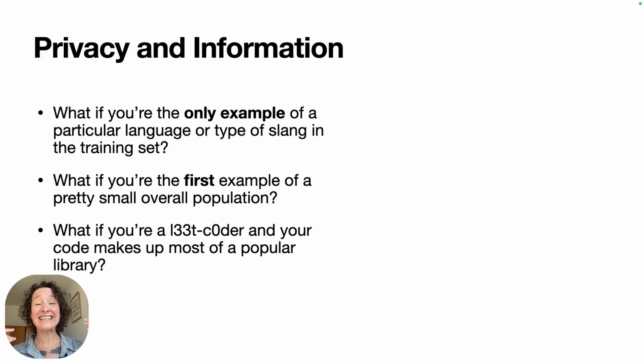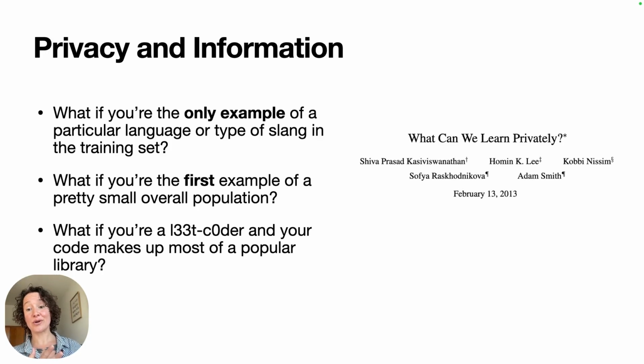And this is all, again, yes, 100% related to information theory. Privacy and information theory belong together, particularly when we're talking about machine learning. I can recommend you take a look at some work in the field, which has been around for more than a decade: What Can We Learn Privately? Take a look at this paper, then look at papers that cite this paper. If you need tips on reading papers, I have a video coming up soon.